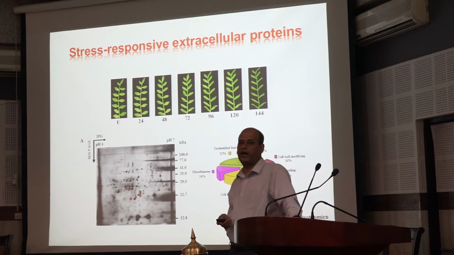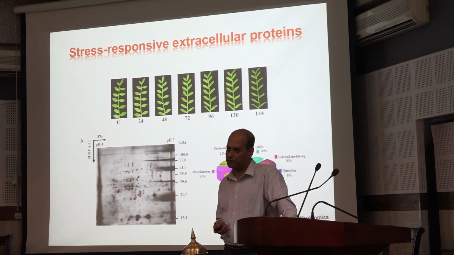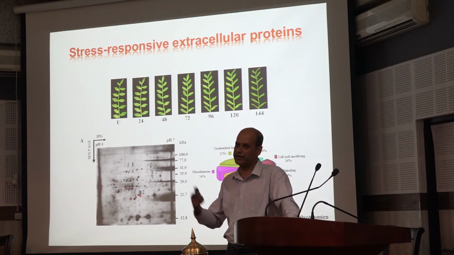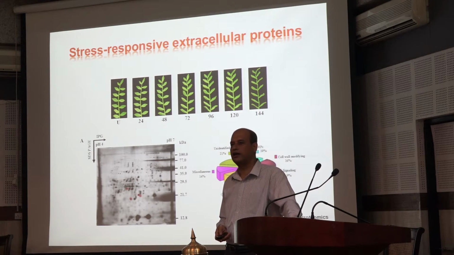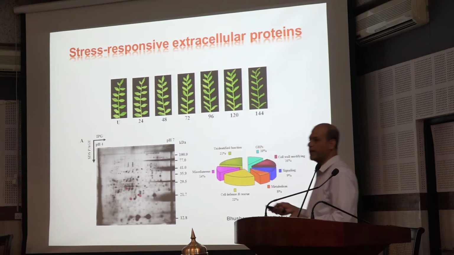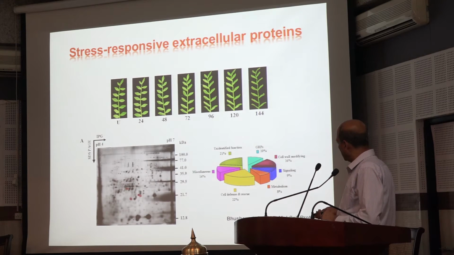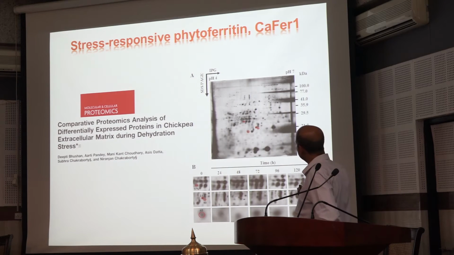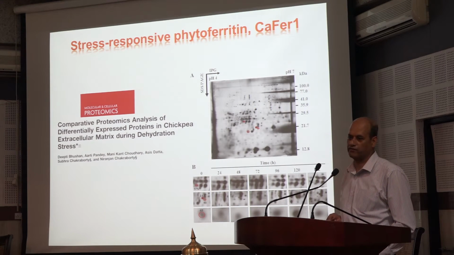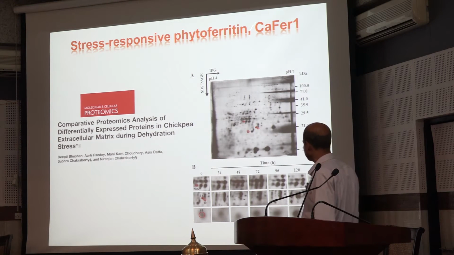You know the trivial biological name is binomial, a two-part name. Cicer is the generic name and arietinum is the species name. So Cicer arietinum, we have taken C and A. And ferritin, F-E-R, and this is the first protein that we have identified in cell wall, so we named it CaFER1, Cicer arietinum ferritin 1, CaFER1 you can tell.